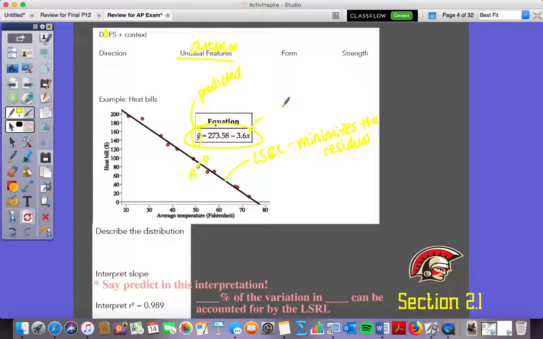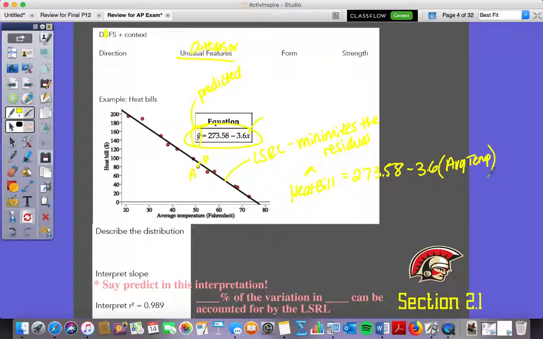Traditionally, they would prefer you, instead of putting y and x in, to put that in context. So we would say heat bill hat equals 273.58 minus 3.6 average temp, where average temp is my x, okay? That would be in context of what we were trying to see here.